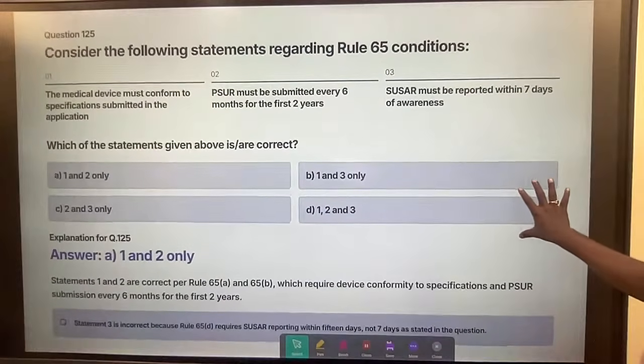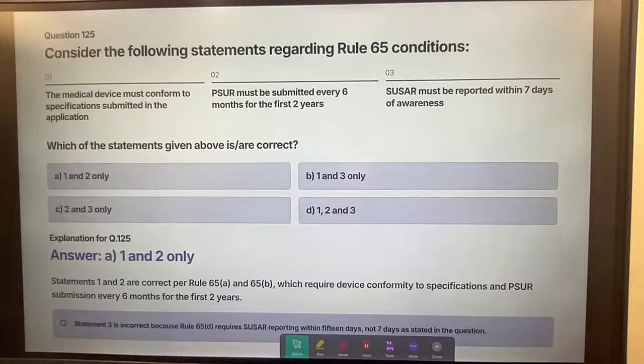Next question. Consider the following statements regarding Rule 65. The medical device must conform to specifications submitted in the application. PSUR must be submitted every 6 months for the first 2 years. SUSAR must be reported within 7 days.